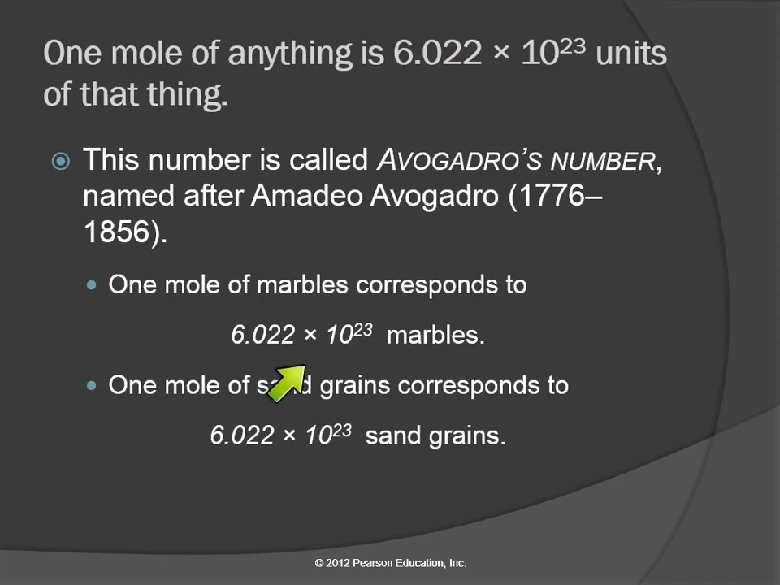So you could have a mole of marbles. A mole of marbles would be 6.022 times 10 to the 23rd marbles. Those would cover the face of the earth to a depth of about a mile. It's a lot of marbles. A mole of sand grains, 6.022 times 10 to the 23rd sand grains. Okay, a mole just means this funky number.